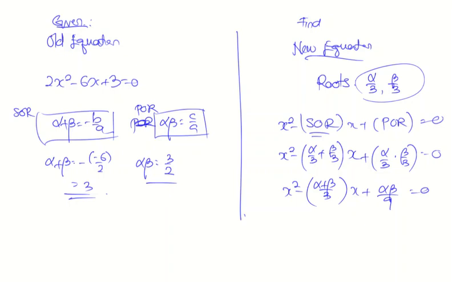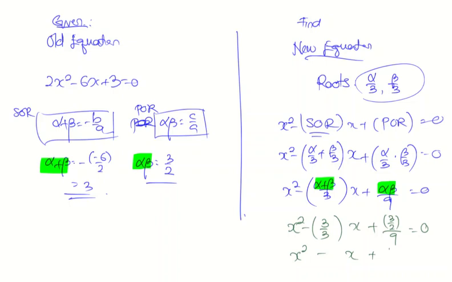Okay, now notice that I have alpha plus beta over 3. I have alpha times beta, where I can borrow from here. Alpha times beta is 3 over 2. Press calculator. Everything times 6, so that I can form the equation without fraction.